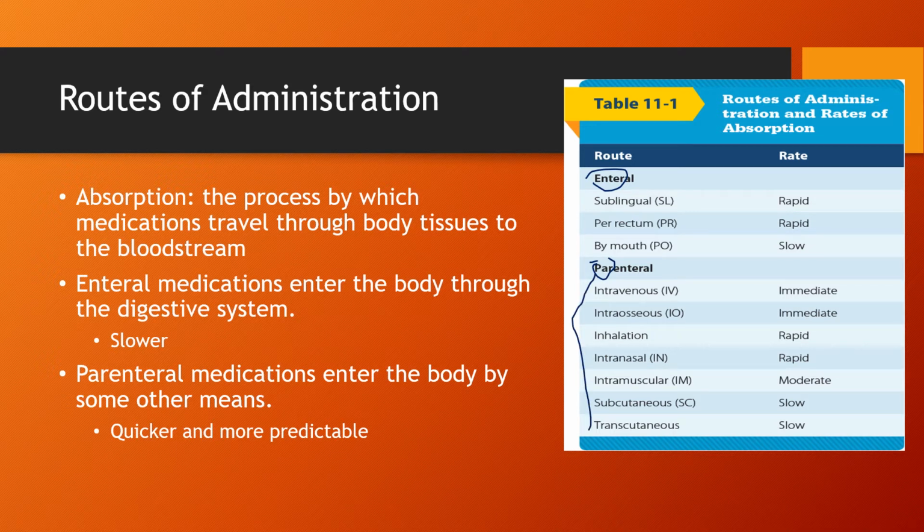Absorption is the process by which the medication gets to the bloodstream. Enteral medications enter through the digestive system. It's a slower process. Parenteral medications enter the body through breathing it in, so inhalation, being administered through an IV, being administered like an EpiPen is IM. Those are parenteral. They're going around the digestive system.